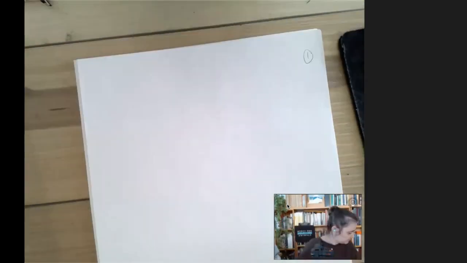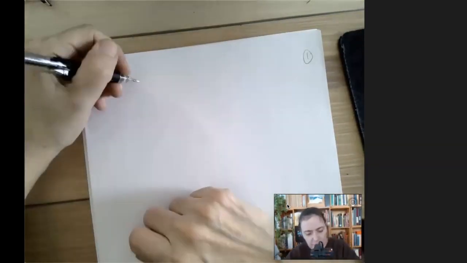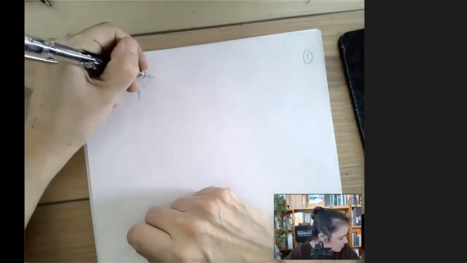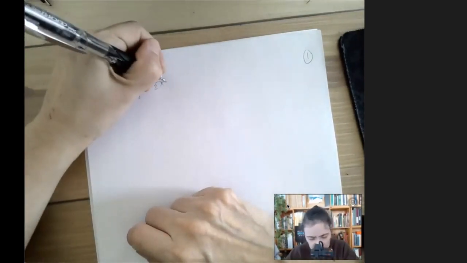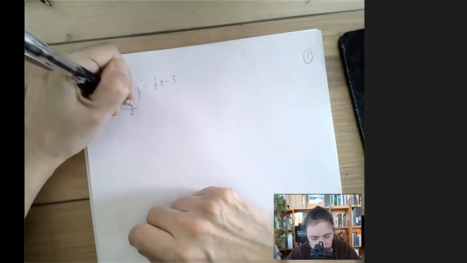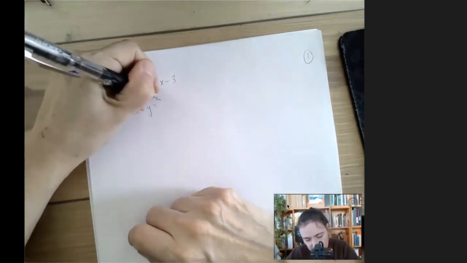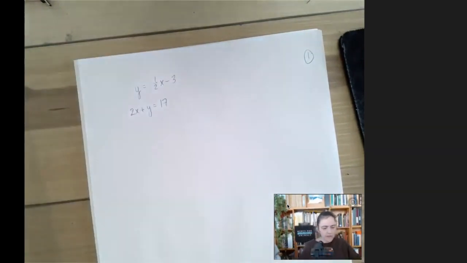So we're going to start by graphing two straight lines in the same coordinate system. One of them will have equation y equals 1/2 x minus 3, and the other one 2x plus y equals 17. Okay, so they're in kind of a different form.